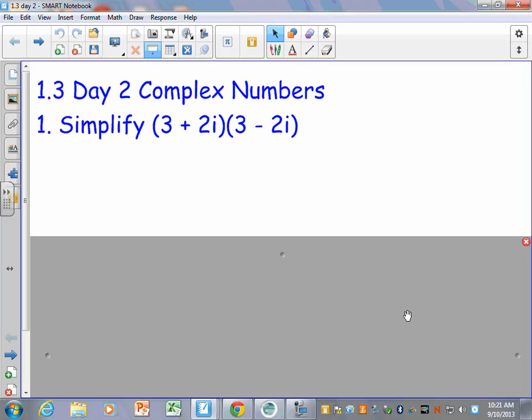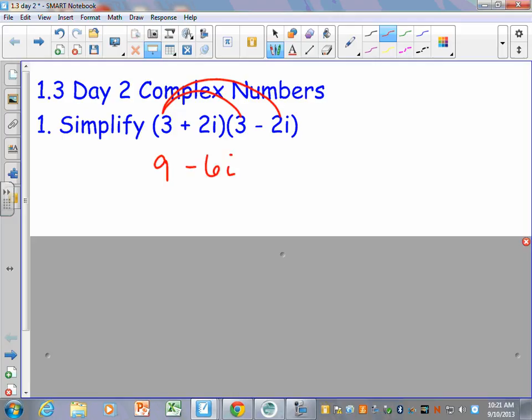to notice that these two are the exact same thing in both parentheses except for one's a plus and one's a minus. And when you have those, something really nice works out, right? So when I FOIL this, I get 3 times 3, which is 9. 3 times negative 2i is negative 6i. 2i times 3 is positive 6i. And 2i times negative 2i is negative 4i squared.